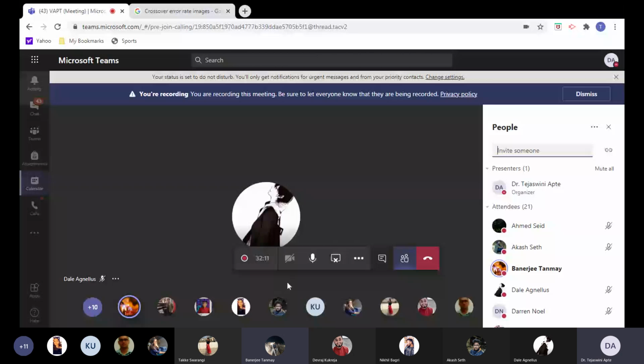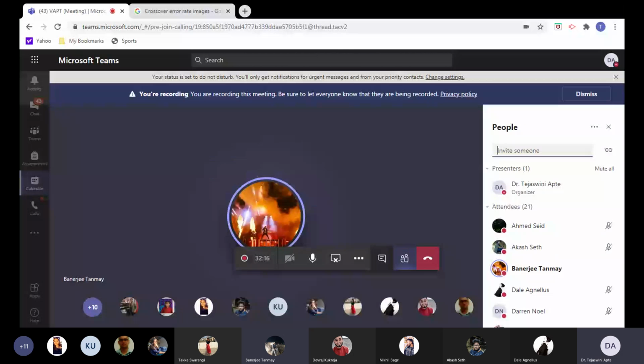Ma'am, I got confused between those two, the false rates. False acceptance rate means what? The system is going to accept everyone, even if he is not a legitimate user.